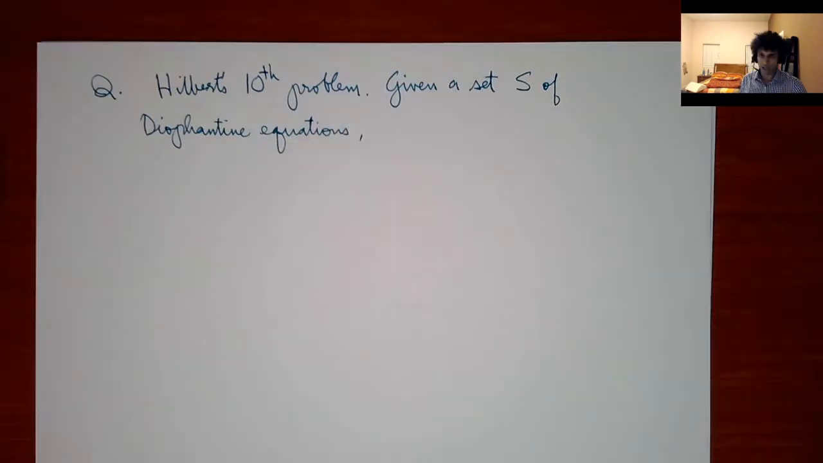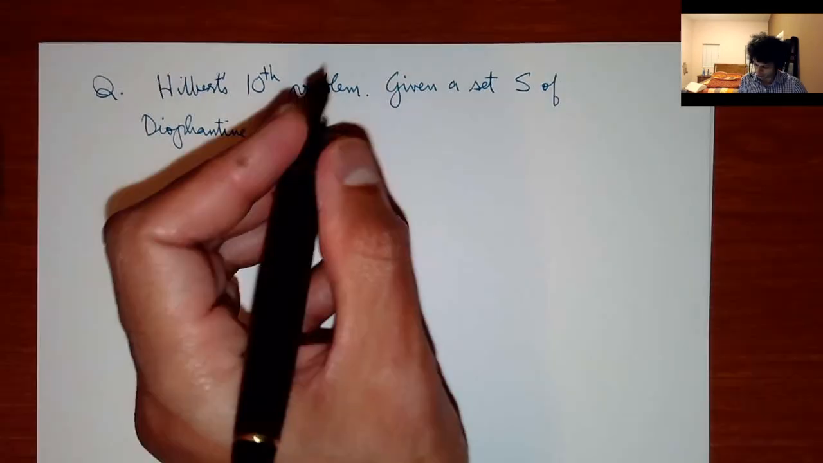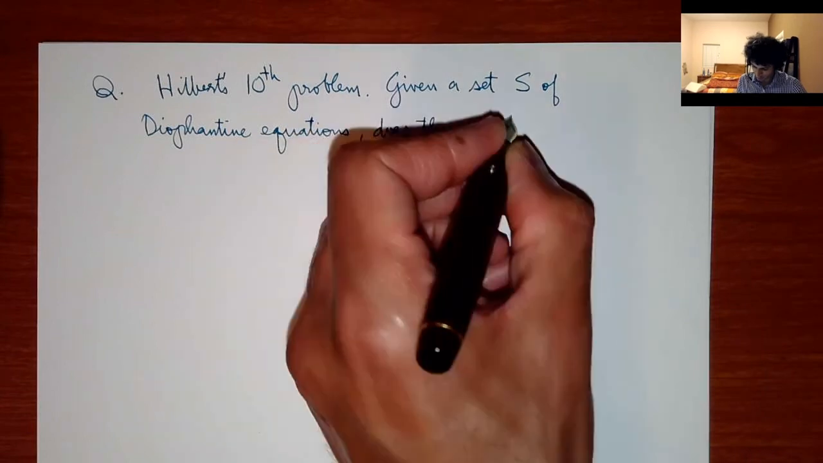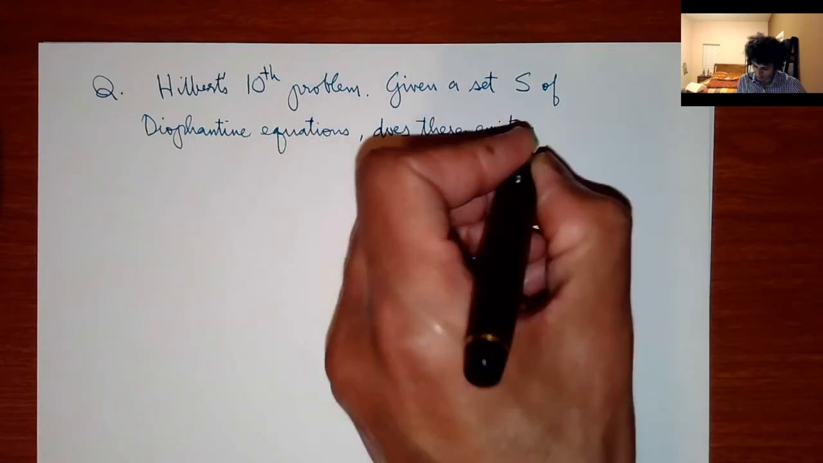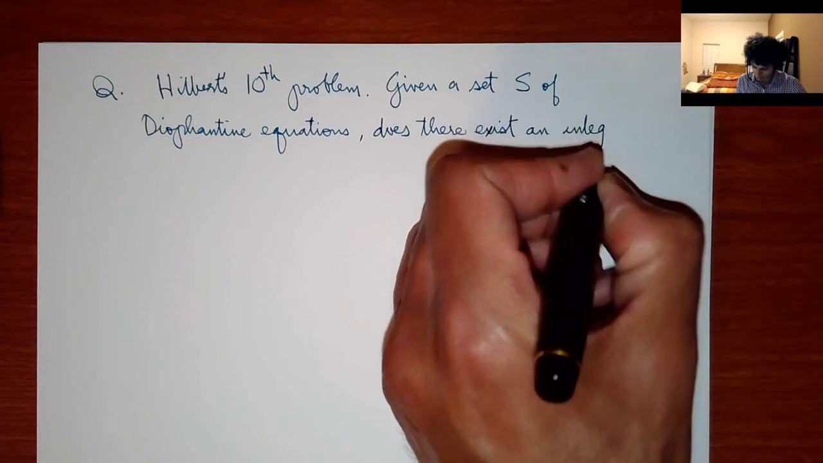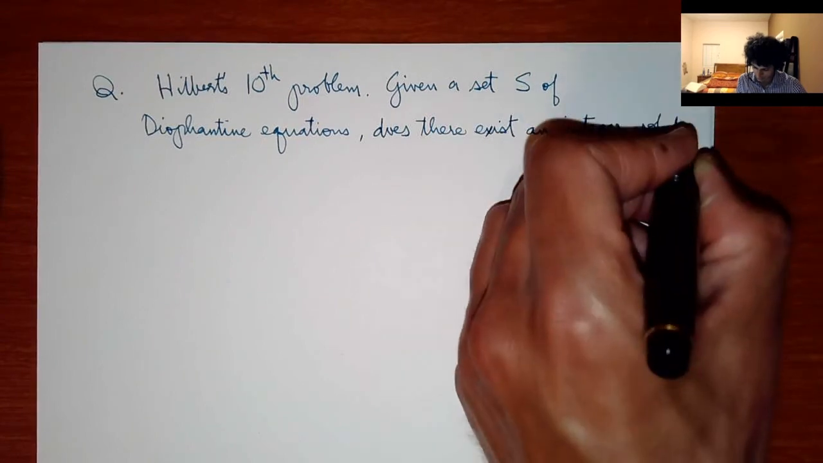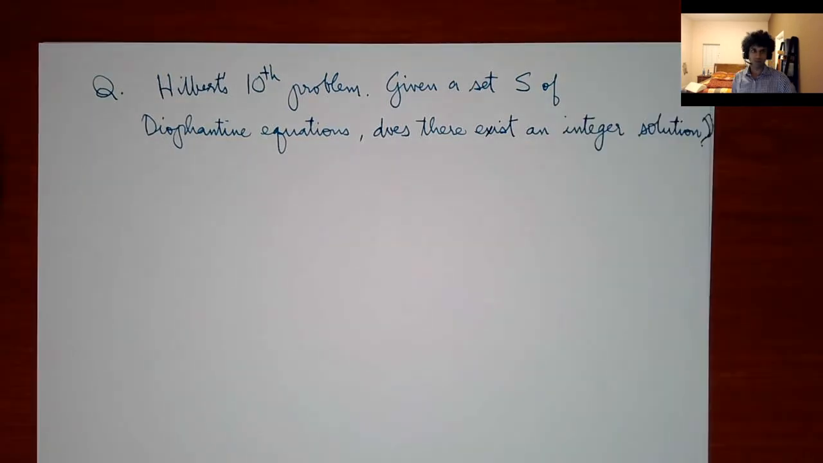Given a set of Diophantine equations, does there exist an integer solution? This is the question. So you get a set of Diophantine equations and you have to determine, is there an integer solution? Is this language in NP?